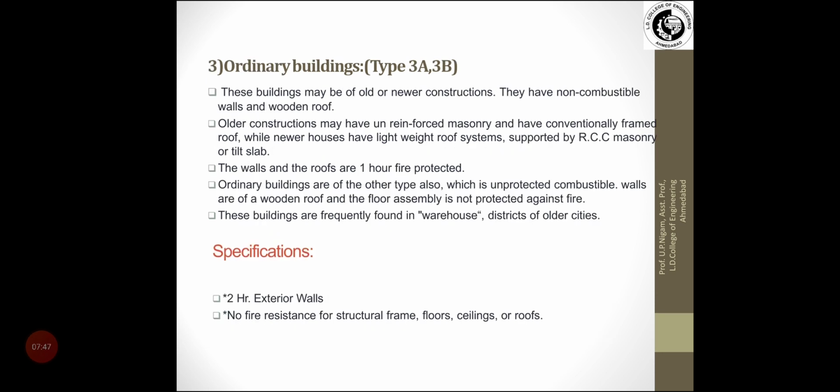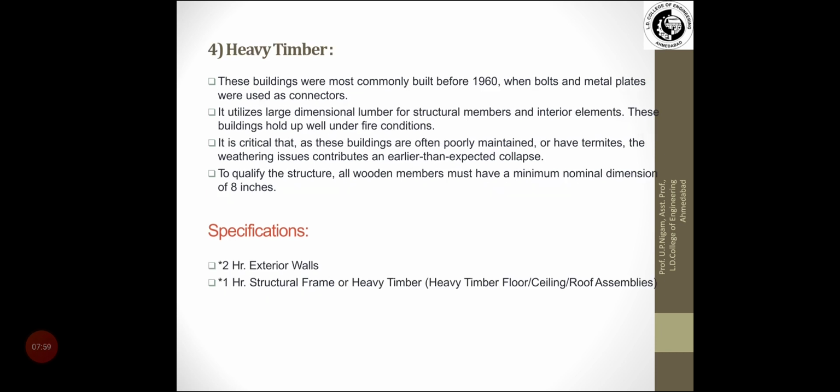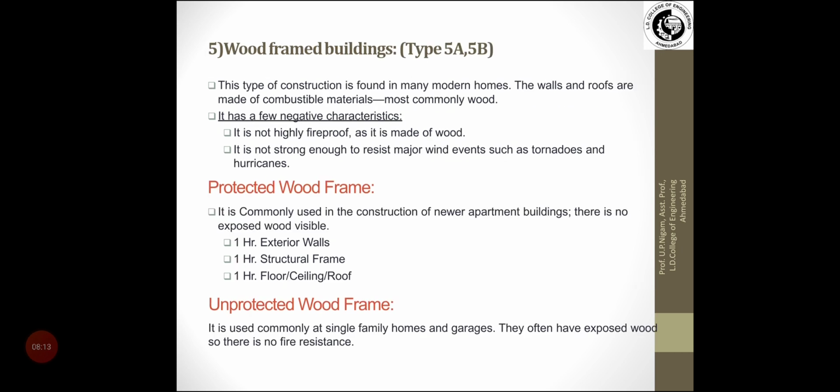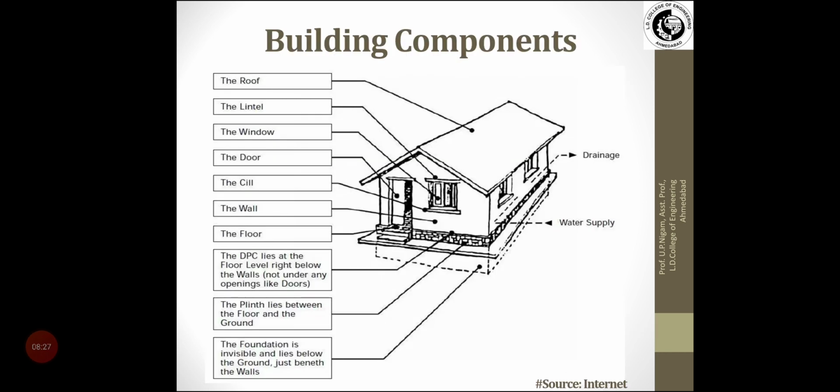Then comes the ordinary building. These ordinary buildings may be of older or newer construction. They have non-combustible walls or wooden roofs. Then the heavy timber building, which may be combustible. These buildings were often constructed in the early 1960s, but nowadays they are avoided. Then there is the wood framed building. Many modern homes use such buildings. The walls and roofs are made of combustible material, that is wood, and such buildings are also used in highly elevated areas.